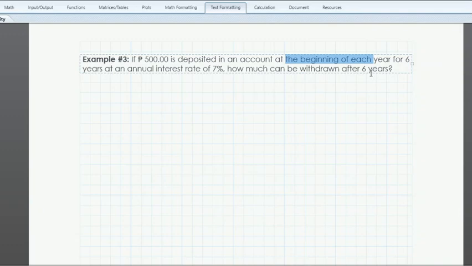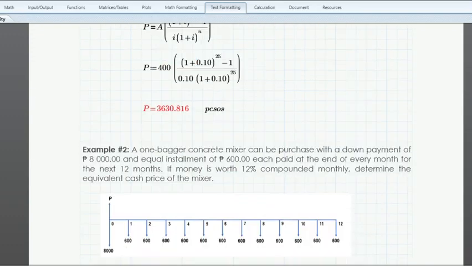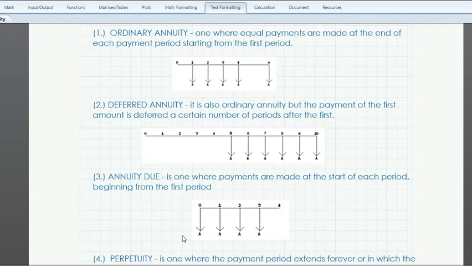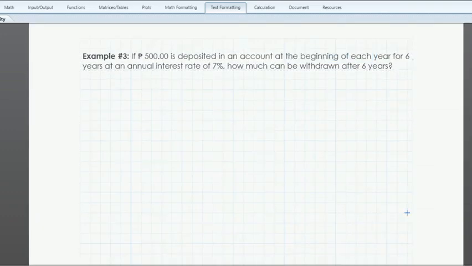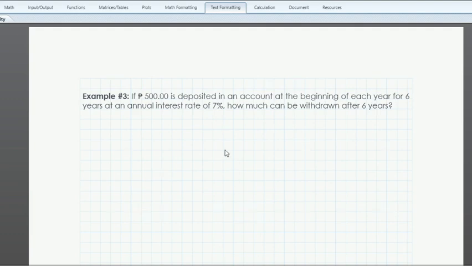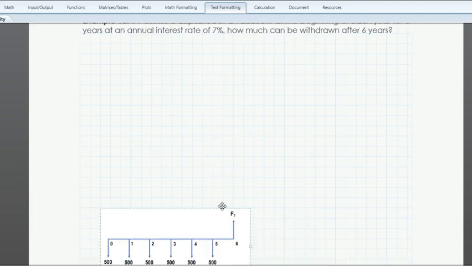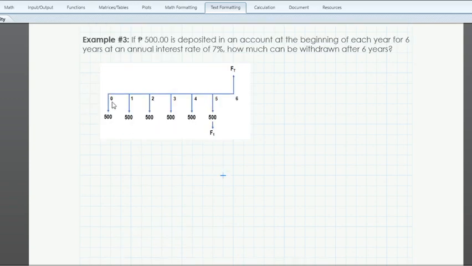Ano nga ang itsura ng cash flow kapag annuity due? So, tingnan natin sa taas. Kapag annuity due, the first payment ay nangyayari sa year 0. Okay? So, ganun dapat yung maging cash flow natin for this number. And our cash flow is this. Ayan. So, yung 500 natin, nangyari sa year 0. So, ilang beses ka daw magbabayad ng 500 pesos? You are going to pay it for 6 years. Ibig sabihin, 6 na beses. Bilangin natin sila kung 6. 1, 2, 3, 4, 5, 6. You have 6 na 500 pesos.